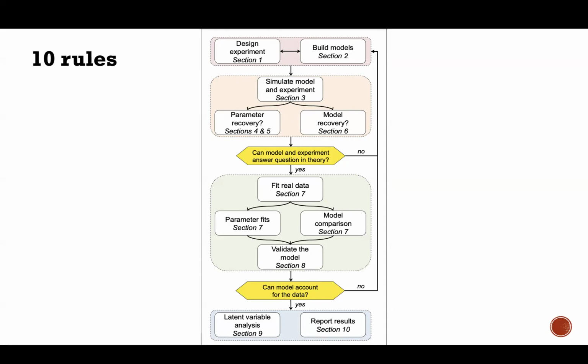If yes, you fit it to real data, you check the parameter fits, you do model comparison, you validate the model, and then you have the big question: has this worked on empirical data? Has that improved your understanding of the empirical data? And is it describing it in any meaningful way? If no, you go back. Otherwise, you can report your results.